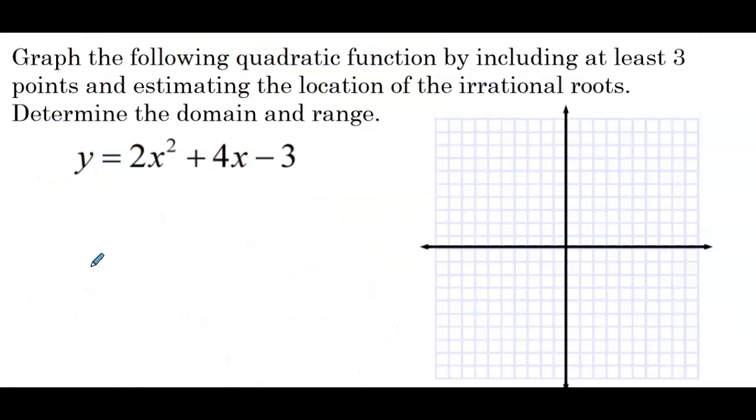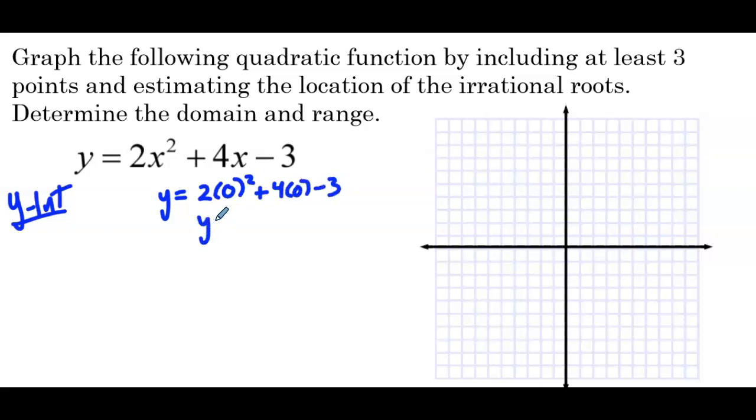Same directions, next equation, y equals 2x squared plus 4x minus 3. Again, we're starting with that y-intercept. So x is 0. So y equals 0 plus 0 minus 3, which is negative 3. So we have (0, -3).